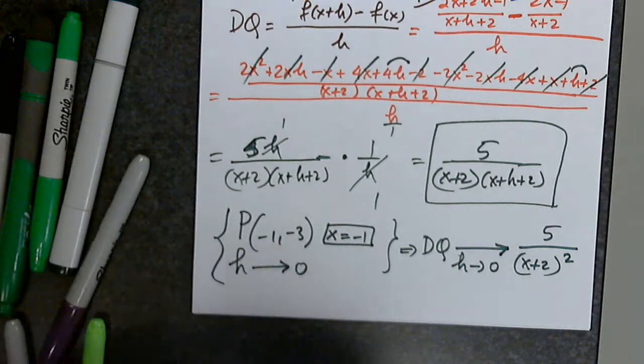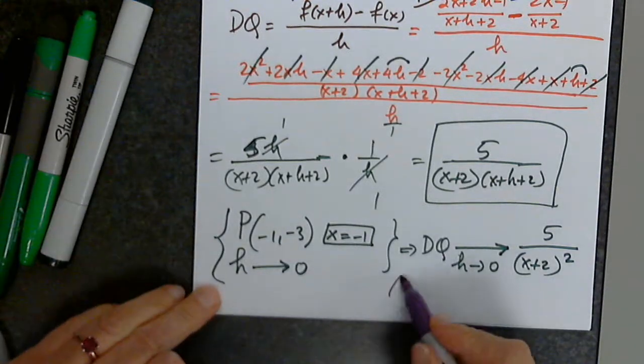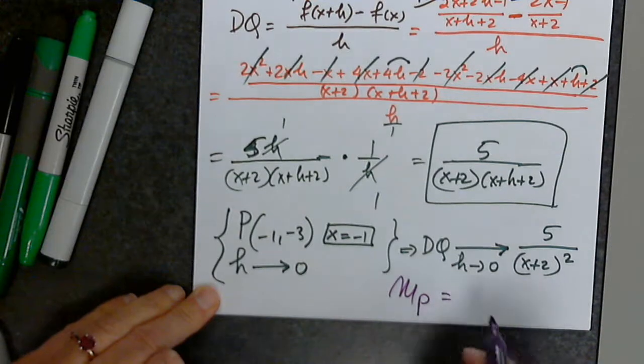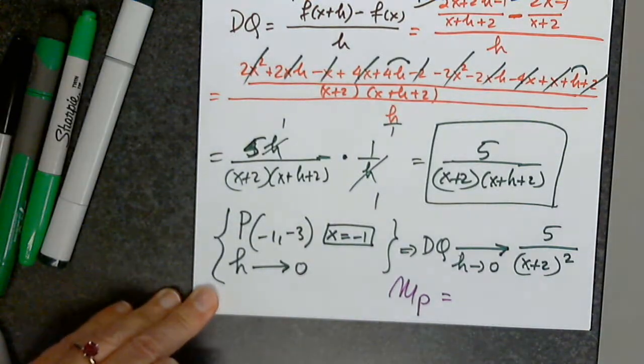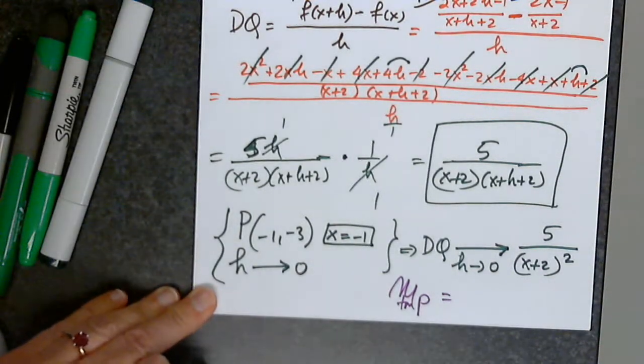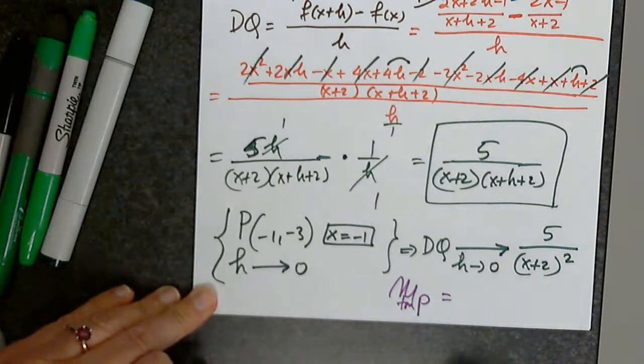So then I will say the slope at P is how much? Oh, the tangent line, of course. The slope of the tangent line at P is? Thank you.